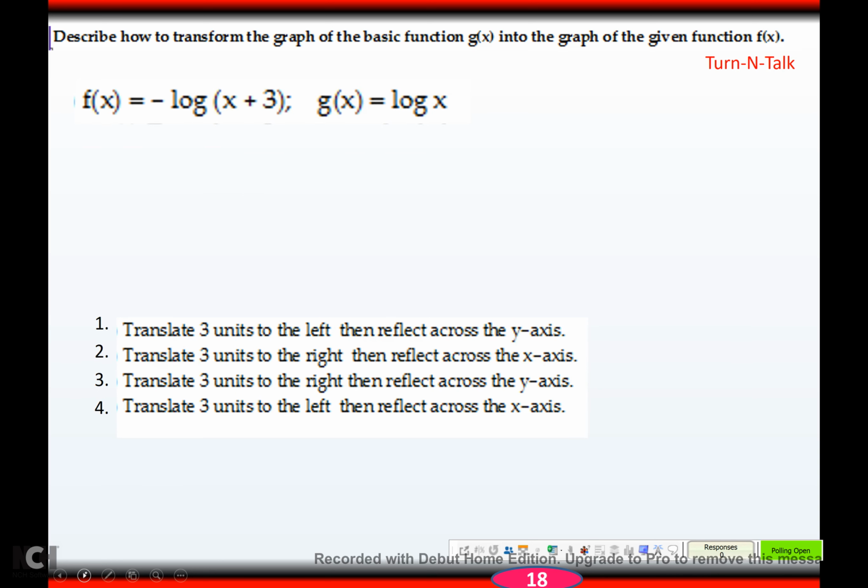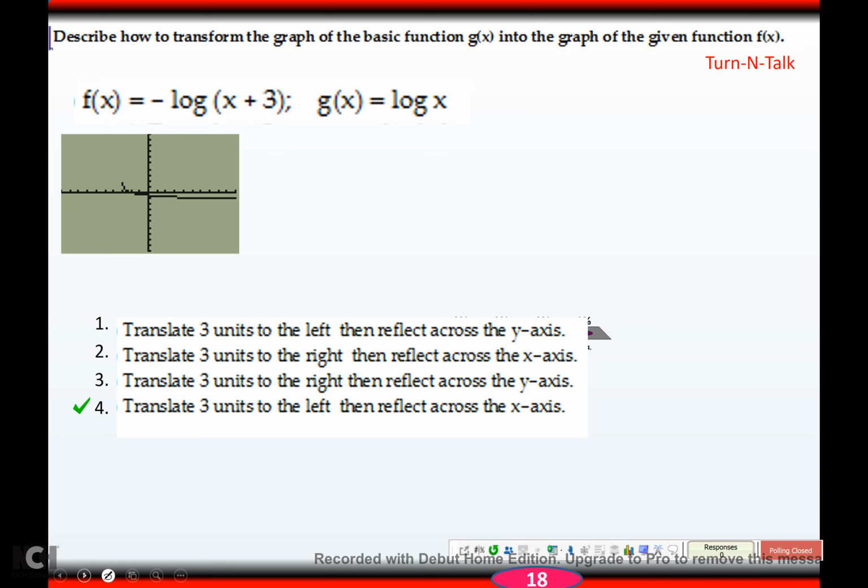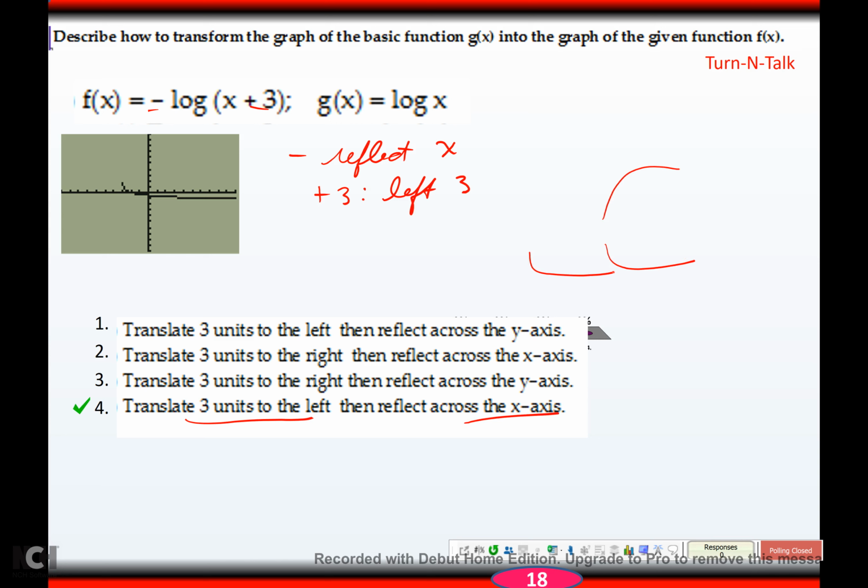Do this one. Hit pause, come back when you're ready. And hopefully you got 4. Alright, this negative on the outside is going to reflect over x. The positive 3 on the inside is going to go left 3. So 3 units left, reflect over x. It turned it upside down and then moved it left 3, so it moved it that way.